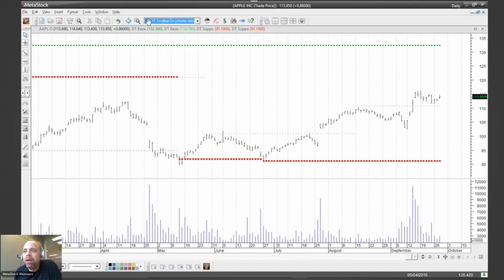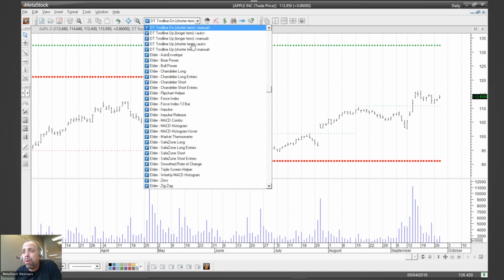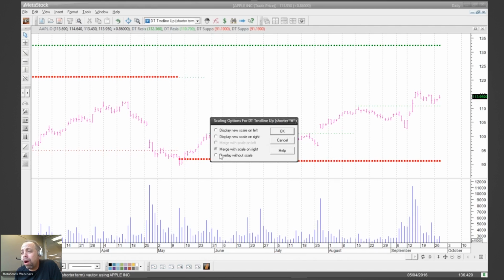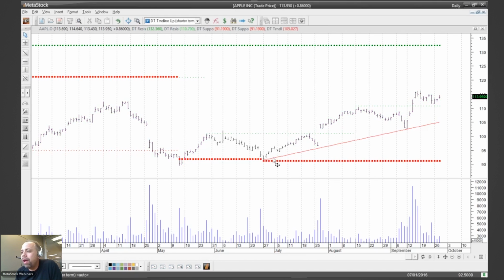And then they do have longer-term trend lines that they also measure as well. So if I actually come in here, I'll just do an uptrend line because it looks like we're in an upward trend zone. I'm going to do it on a shorter time frame. I'll go ahead and merge that. You'll always want to merge these to the scale on the right. Otherwise, it makes a scale over here, and they're designed to be on the same scale. So go ahead and click on OK. That just draws our trend line on the shorter term for you.